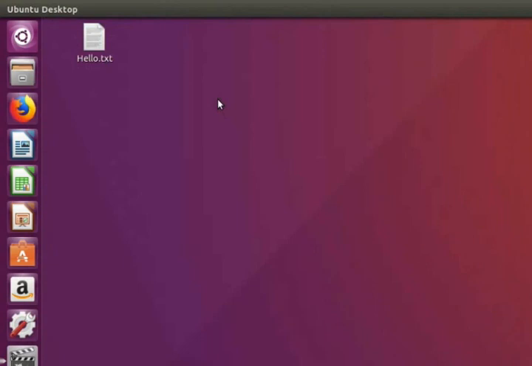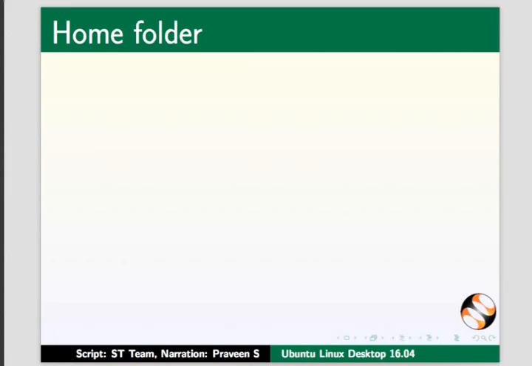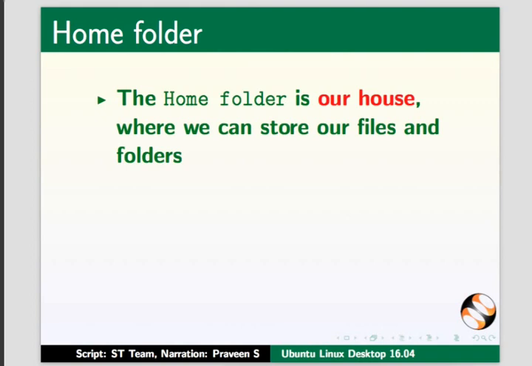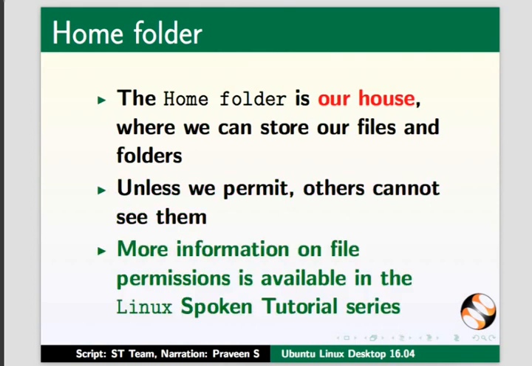Now let's see some other important things on this desktop. Notice the folder icon present in the launcher. Let's click on it. The home folder opens. Every user has a unique home folder in Ubuntu Linux. We can say that the home folder is our house where we can store our files and folders. Unless we permit, others cannot see them. More information on file permissions is available in the Linux spoken tutorial series.